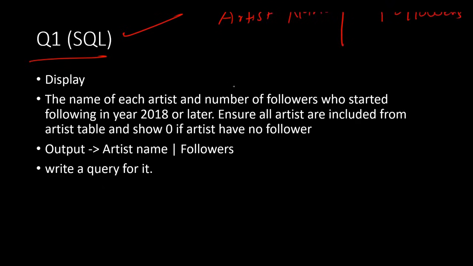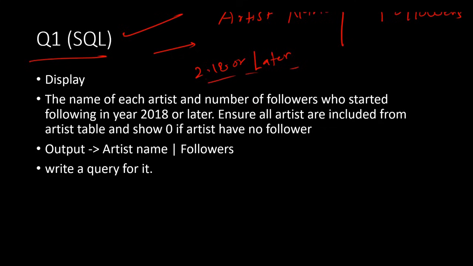Now what they are saying is all the followers who started following in 2018 or later. So this is another condition we need to apply. The condition is that the followers should follow the artist in 2018 or later. Only that followers we need to include. Ensure all the artists are included.